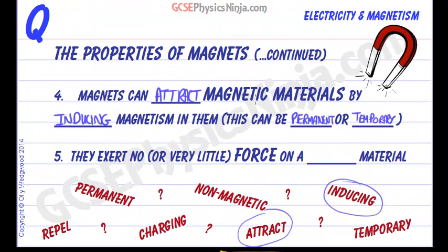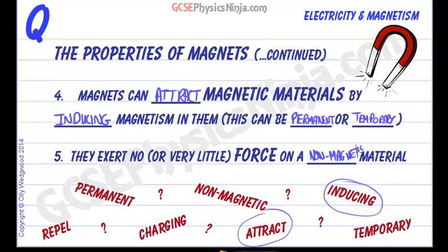So let's go back to the flashcard. So magnets can attract magnetic materials by inducing magnetism in them, and this can be permanent or temporary. They exert no force, or very little force, on a non-magnetic material.